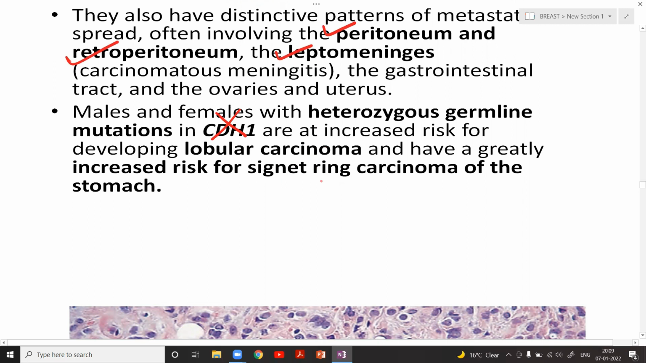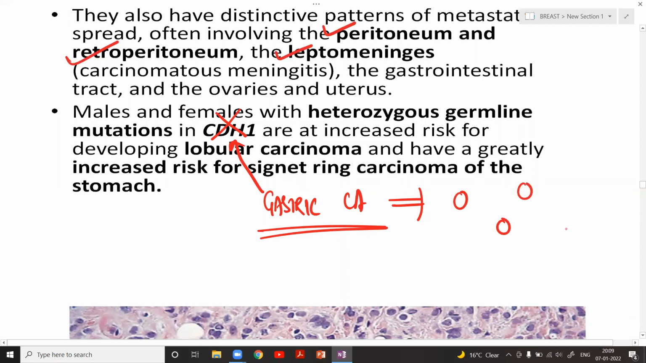It is also seen in gastric carcinomas. When I teach you, I will show you that. In gastric carcinomas also, you have this loss, and in that case also, they give rise to a carcinoma called signet ring cell carcinoma of the stomach, and the cells have similar morphology to what we see in lobular carcinoma of the breast. So we see a common factor between lobular carcinoma of the breast and signet ring cell carcinoma of the stomach. Both of them have the same mutation.